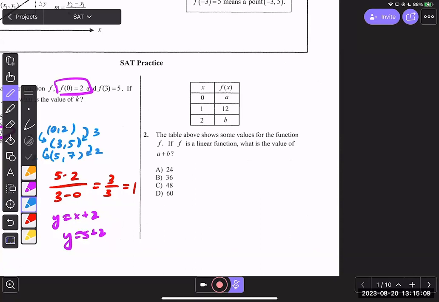The table above shows some values of function f. If f is a linear function, what is the value of a plus b?